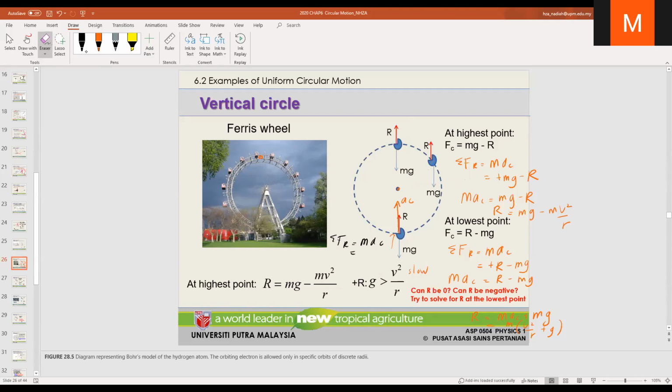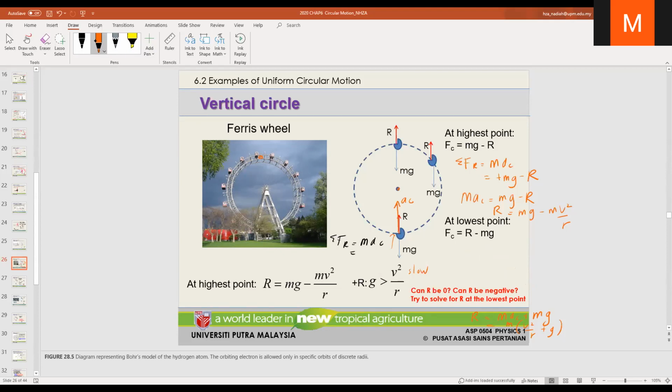Okay, at the highest point, your equation is minus mg, because it is in the same direction as AC, minus R, because R is in the opposite direction. Okay, so MAC equals mg minus R. So R, if we rearrange this equation, becomes mg minus mv squared over R. Okay, so if your V is, wait, let's erase this first. If your V is, let's say, 10?